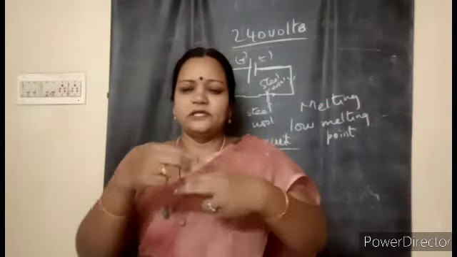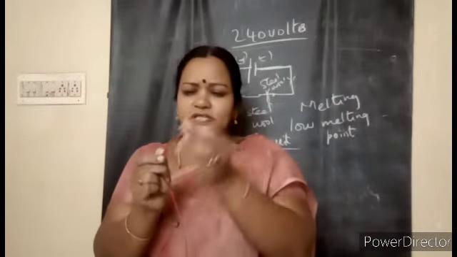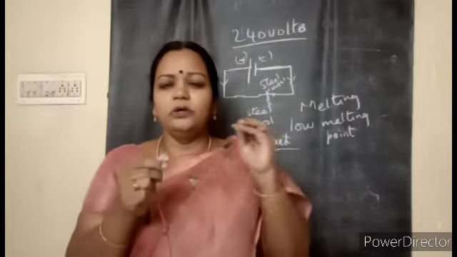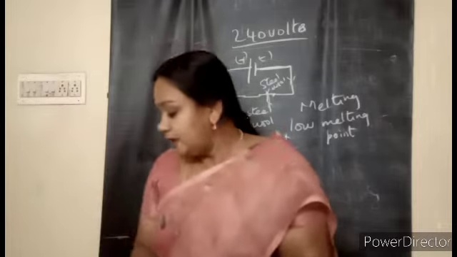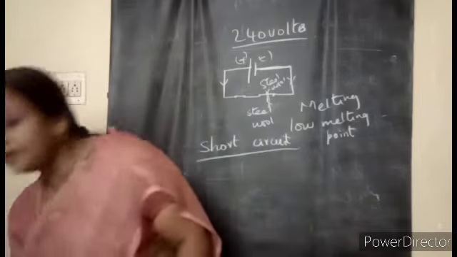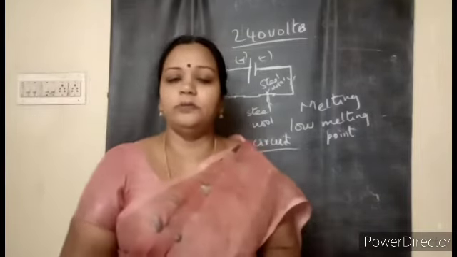These are the copper wires. Sometimes the insulation is there inside, but the insulation is melted or, due to some reason, worn out. And two to three wires are touching each other, so that excessive current will be there.